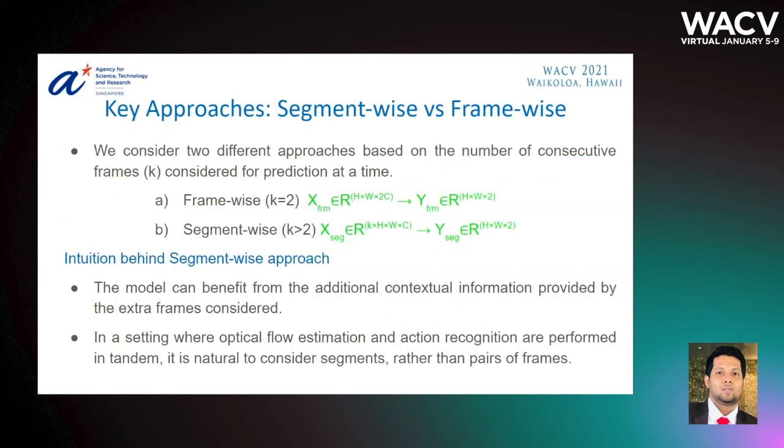We propose 2 different approaches based on the number of consecutive frames considered for prediction at a time, based on the intuition that the extra frames can provide additional contextual information and that it is more natural to perform action recognition on a segment of frames rather than a pair of frames.